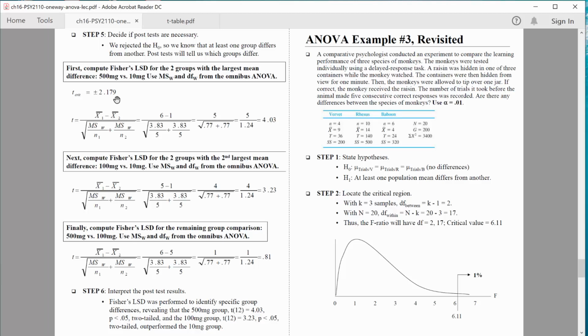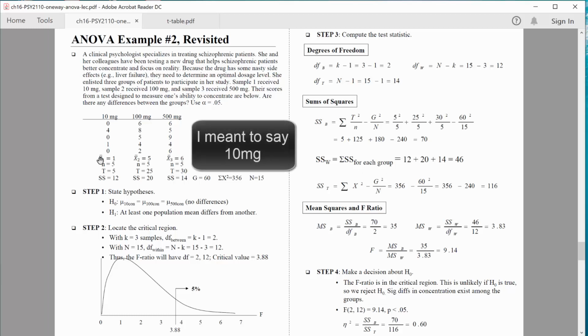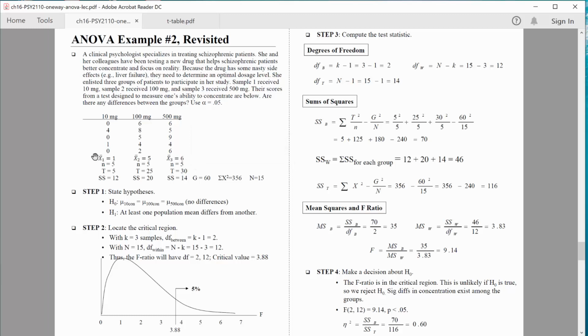So we can say, let's go ahead and look back at the means. We can say that the people taking 500 milligrams had better concentration scores than people taking 10 milligrams of this drug. Our first comparison was looking at the two groups that differ the most.